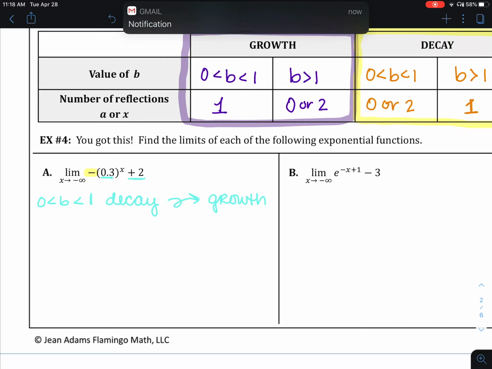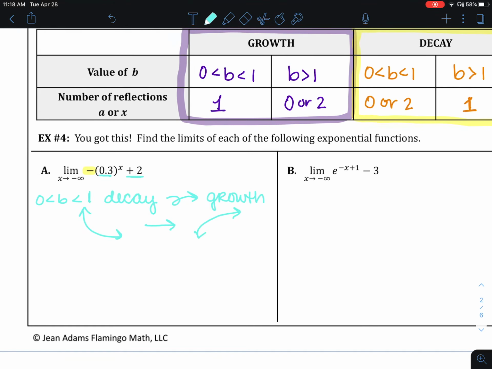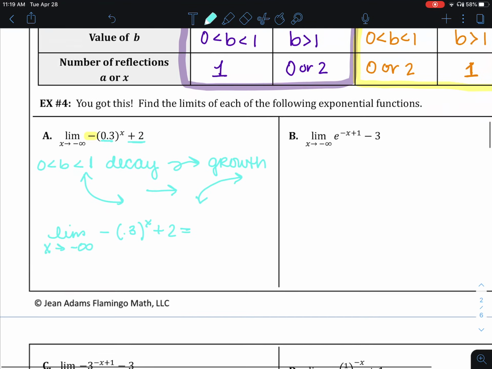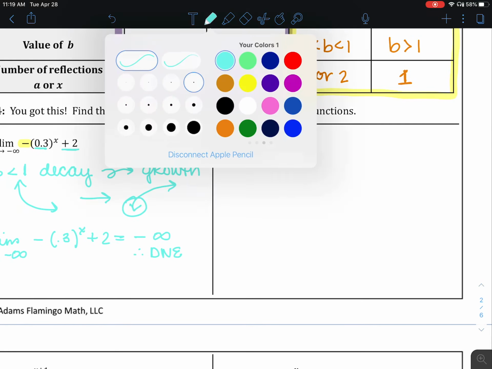All right, so if it was decay, it would look like this. And then a horizontal switch will change it to this. So now when we look at the limit as X approaches negative infinity of this function, we know, just based on sketching these graphs, that negative infinity is where this thing is going. Take a look at one more example, and then I'm going to leave the other 4 for you guys to do today.